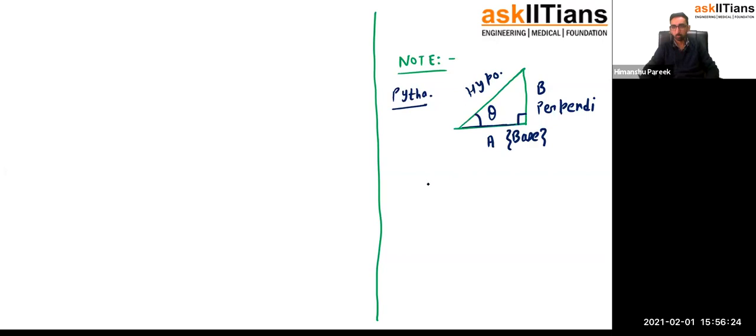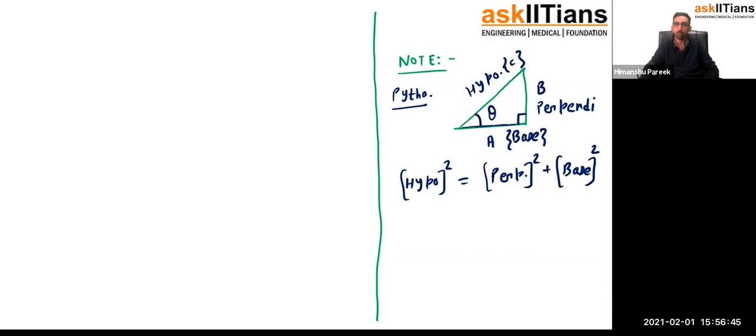Now, what does this Pythagoras theorem say? Hypotenuse square, let me represent it by the symbol C, is equal to perpendicular square plus base square. I will use this in the derivation for the value of R, for the magnitude of R. Or we can say C square equals A square plus B square.